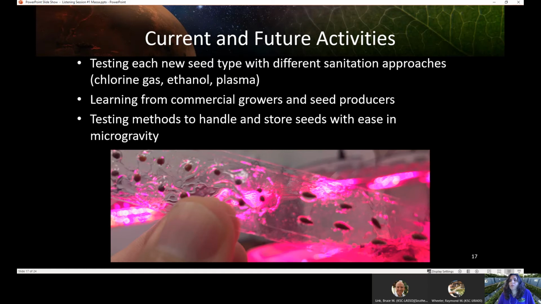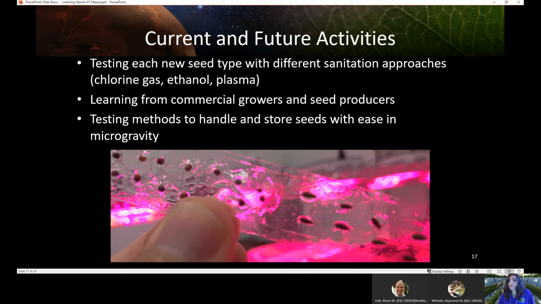So I think there's a lot that we can learn from industry. We're also testing methods to handle and store seeds with ease in microgravity. This is an example of one of the water-soluble food-safe seed films that we've developed at Kennedy Space Center. The seeds are actually embedded in this film. And this is actually on the space station right now.